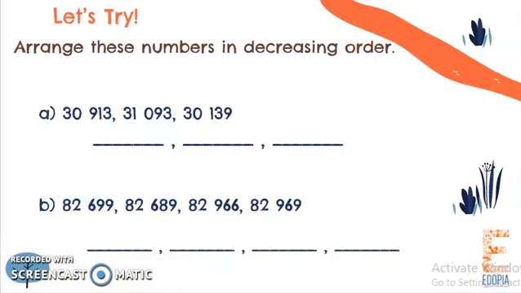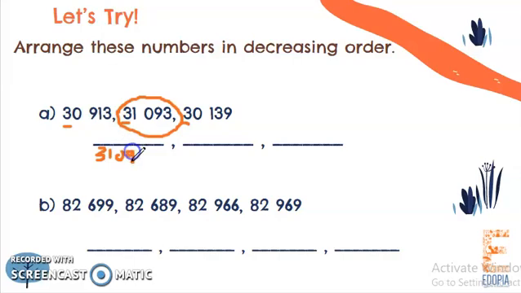Now let's try to arrange these numbers in decreasing order. Decreasing order means from biggest to smallest. Here we have 30,913, 31,096 and 30,139. So for comparison, we are going to start with the place value at 10,000 place. Here we have 3, 3 and 3. This means we have to move on to the next place value. In thousands we have 0 here, 1 and 0. This number has 1 in thousands place value, which means this one is the greatest number.